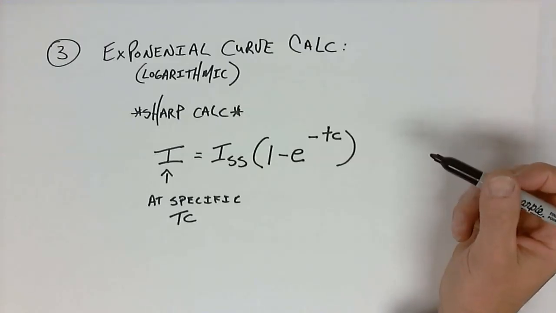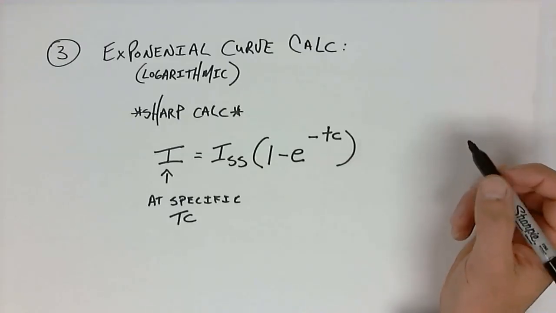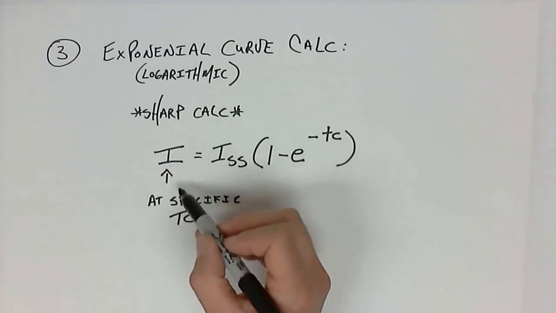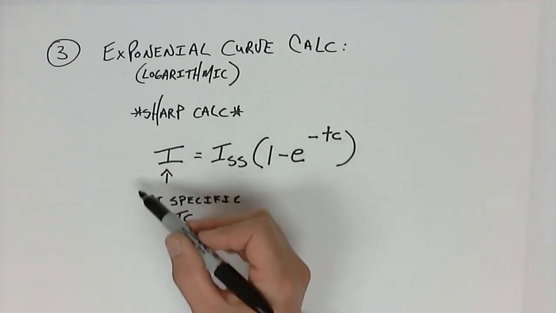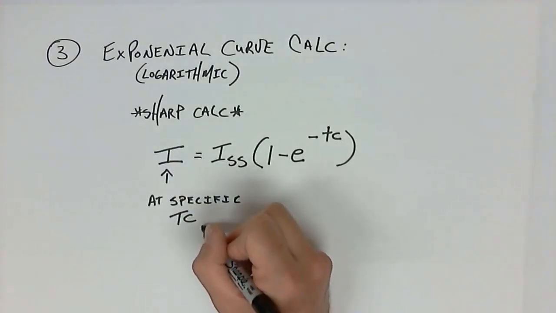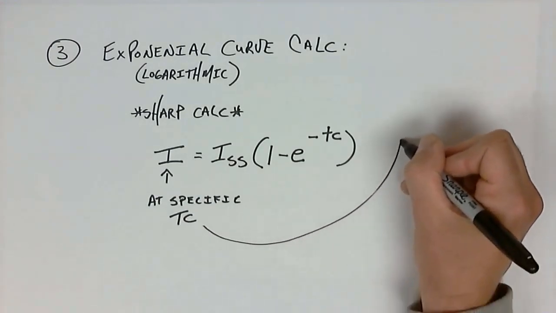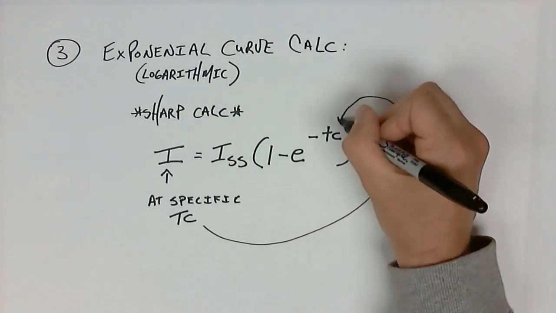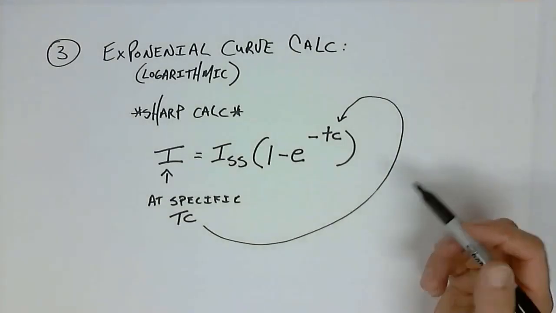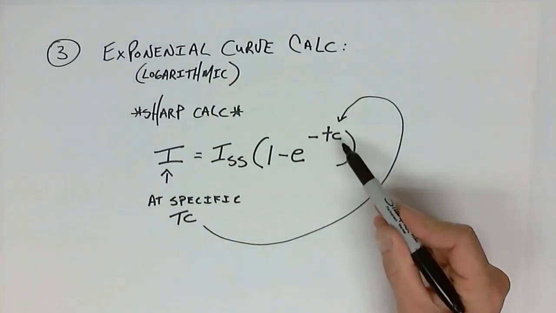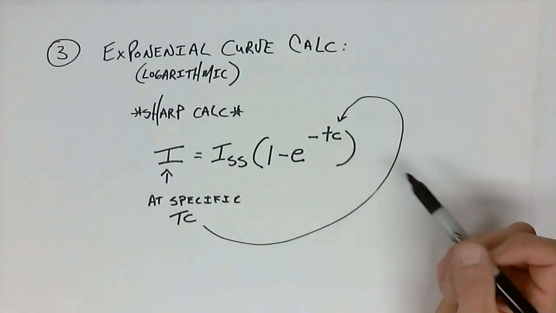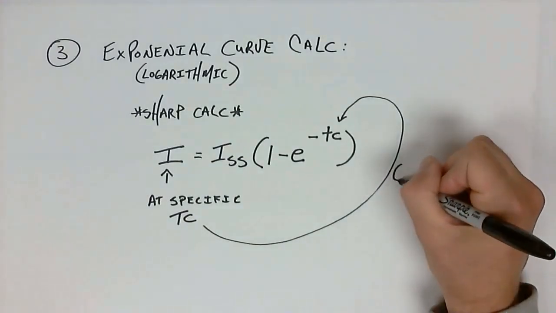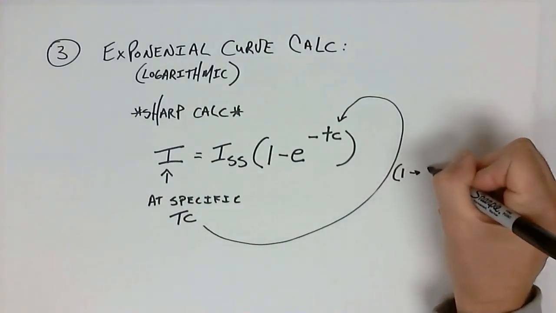So first off, we need to know what time constant. So the current value that we're going to calculate at a specific time constant is the number that we are going to enter in here. So what time constant do we want? 1, 2, 3, 4, or 5? So I'm going to put in here 1 to 5.